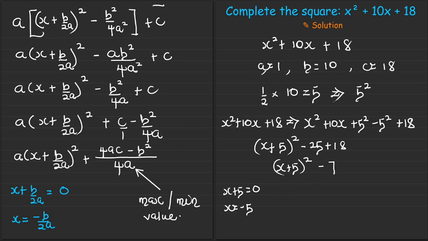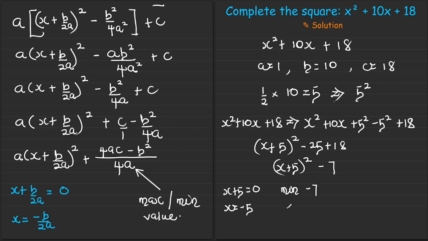That is determined by the value of a. We said if a is greater than 0, then our function has a minimum value. But if a is less than 0, then our function has a maximum value because it is an n shape. In this case, a is 1, which is greater than 0, so it is going to be a u shape. Hence, this is its minimum value. So it has a minimum value of negative 7.